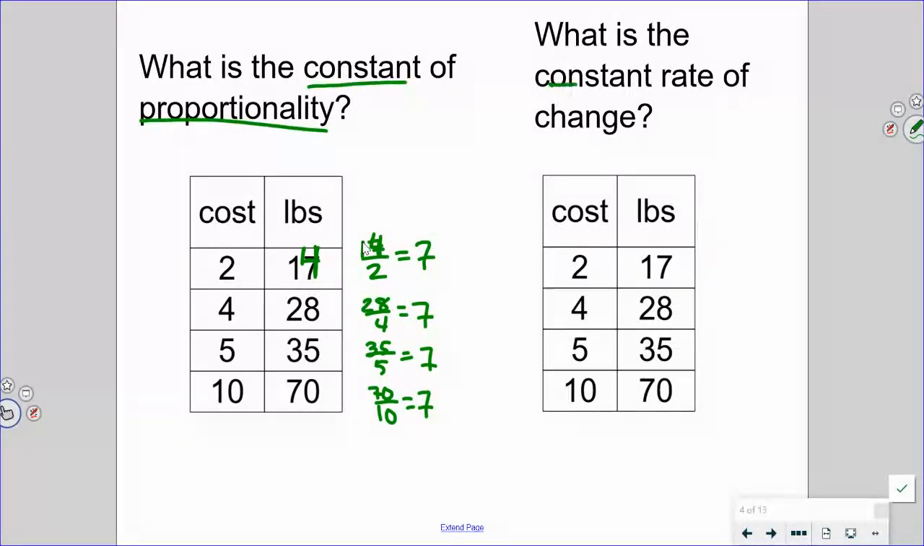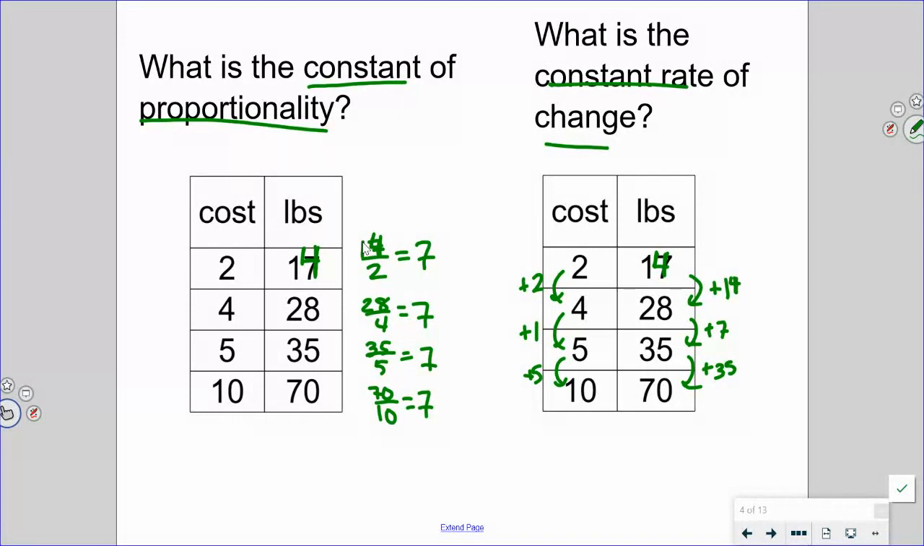What about the constant rate of change? That is when you look at how the y value compares to the x value and how they change. For instance, the x value, the cost, goes up 2 as the y value, the pounds, goes up 11. This one goes up 1. This goes up 7. This goes up 5. This goes up 35. Again, I'm going to ask your pardon for just a second. This is not working out. That was supposed to be a 14.